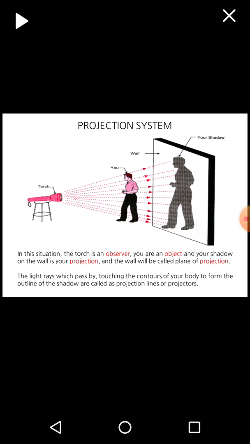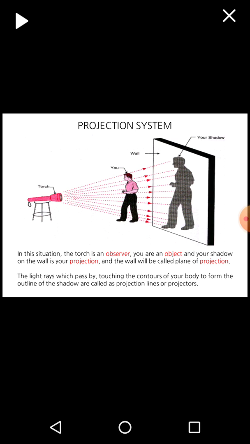Other terms are also designated: this wall we can call the plane of projection. The man standing in front of the wall and the torch, that man is nothing but the object and the torch is nothing but the observer. The light rays coming from the torch are nothing but the projector lines. So in engineering graphics, the wall is the plane of projection, the image or shadow is the projection, the man is the object, the torch is the observer, and the light rays are the projector lines.